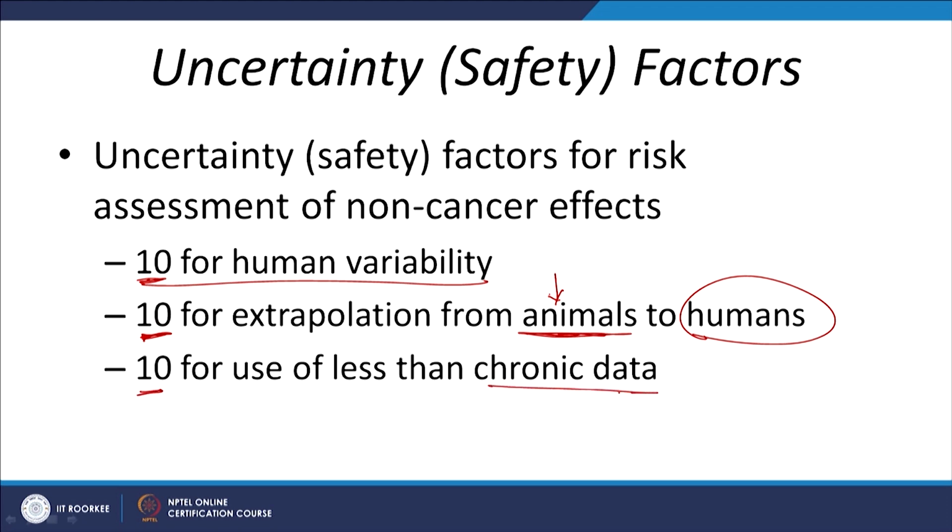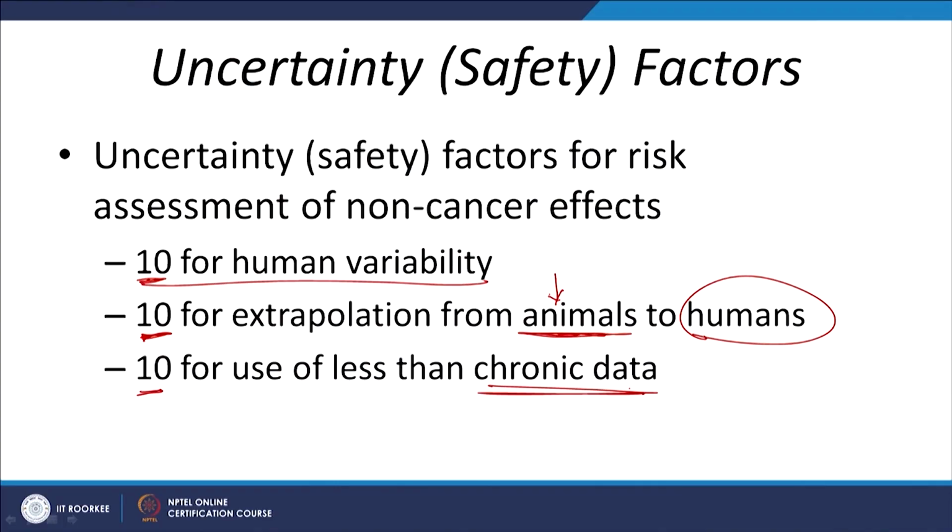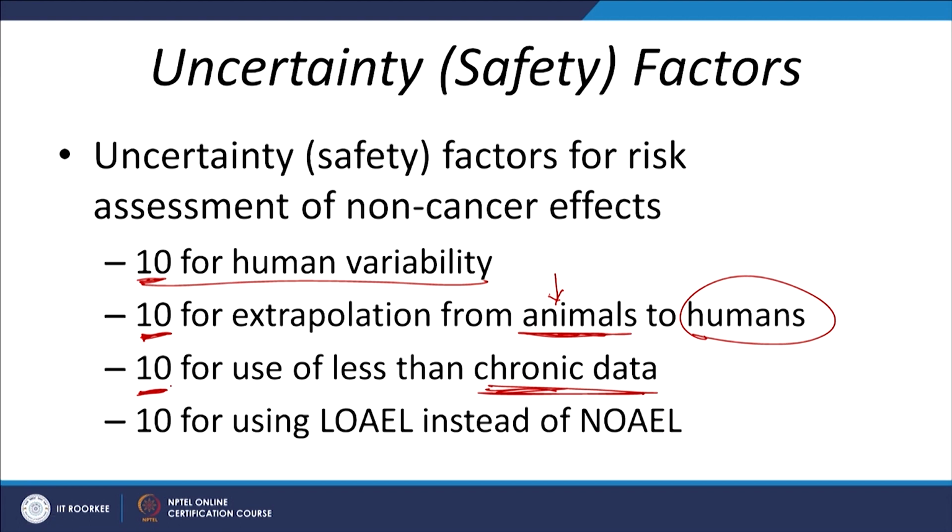And 10 for less than chronic data. As we discussed earlier, we are trying to look at accelerated trials, estimating the effects by conducting the trials over lesser time ranges at higher doses. So obviously there are going to be some such issues. If it's not chronic data, then we are going to use 10. And I'll use another uncertainty factor of 10 if I'm using LOAEL instead of NOAEL.